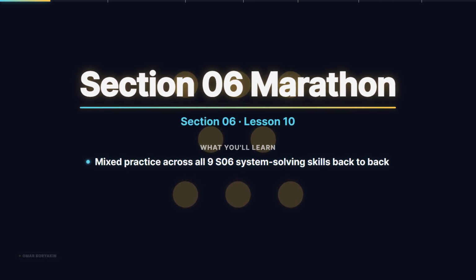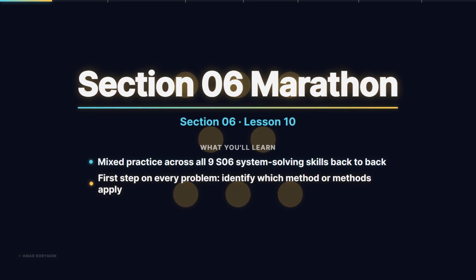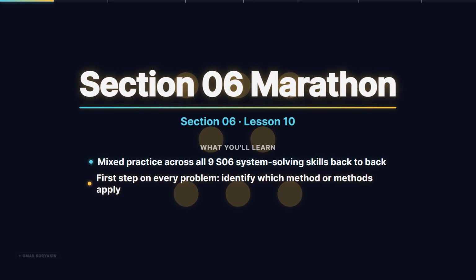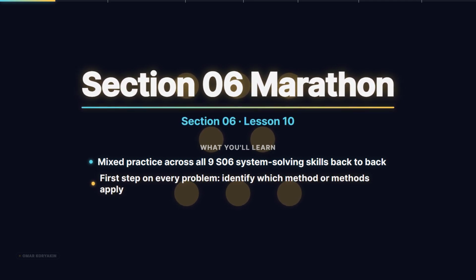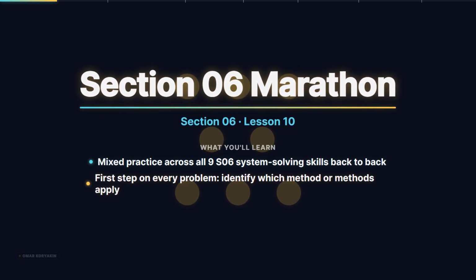The decision step is exactly where weak students stumble and strong students breeze through with confidence. Today we exercise that decision step deliberately on a mixed sequence covering the full Section 6 scope from start to finish. The full Section 6 toolkit has 9 skills, and you should be able to name them all from memory before starting the marathon.